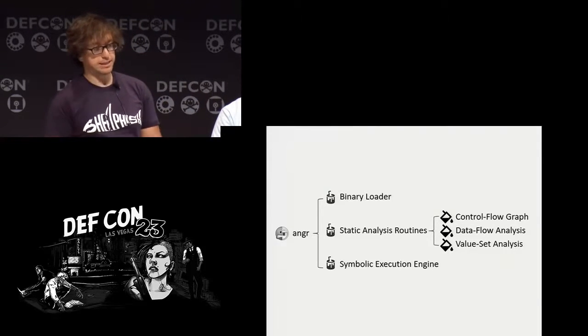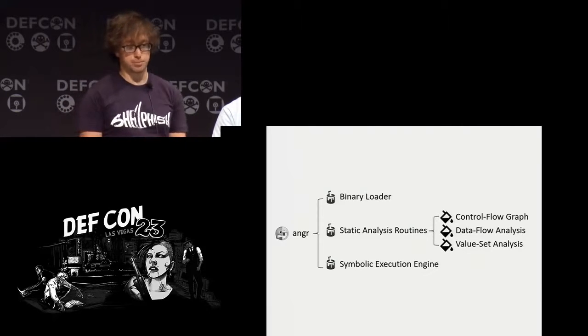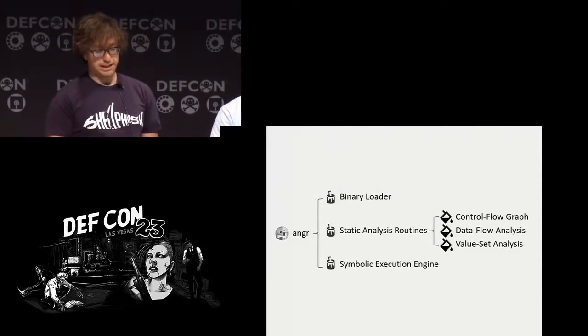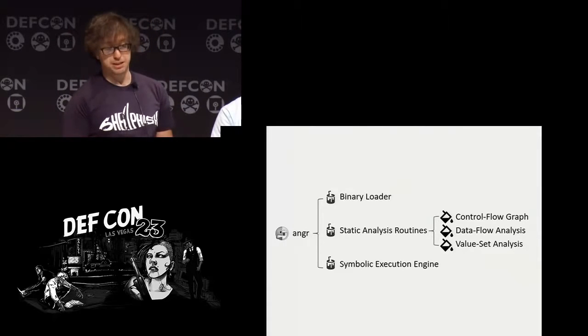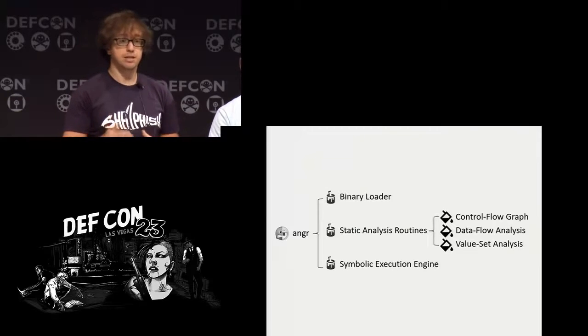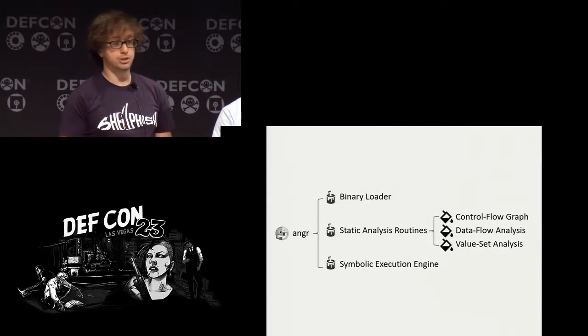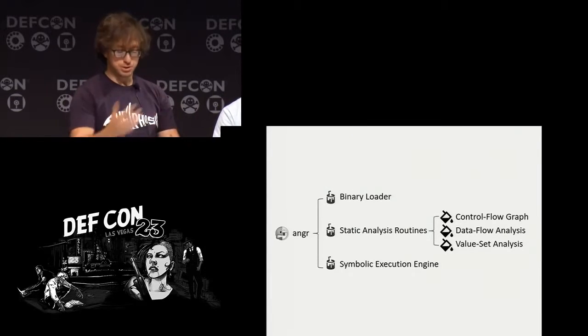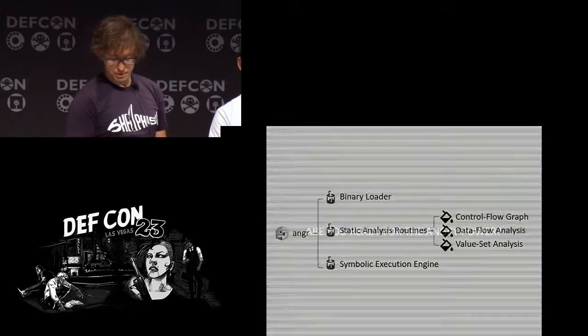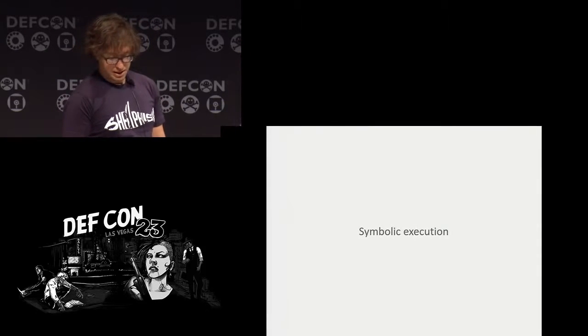We have a lot of static analysis routines. Fish will talk about them in more detail. And we have a symbolic execution engine. The symbolic execution engine, of course, is capable of identifying unsafe situations and reversing what input needs to be provided to drive a program down a specific path. So let's dive in. We'll start with symbolic execution.